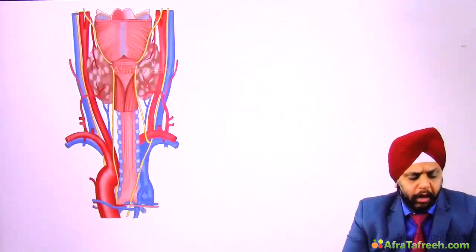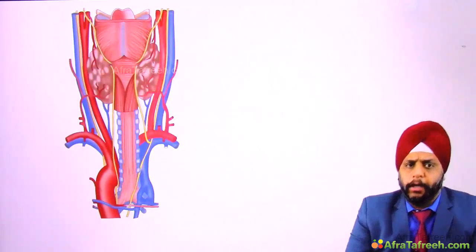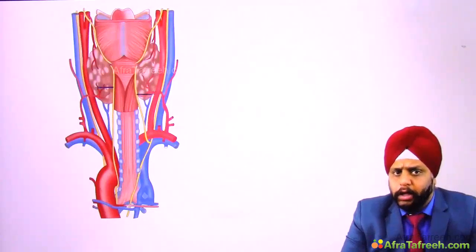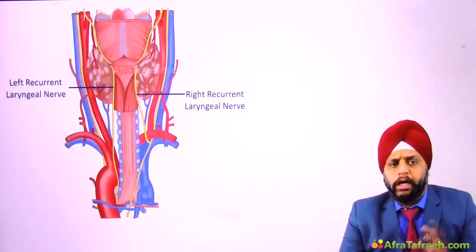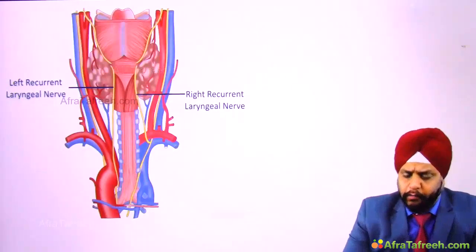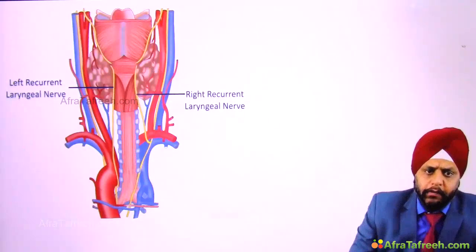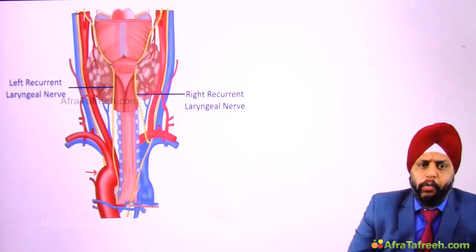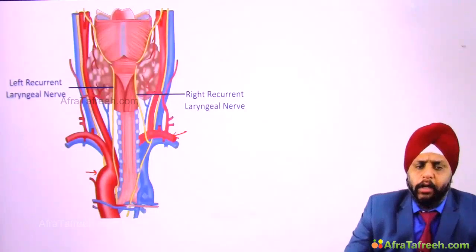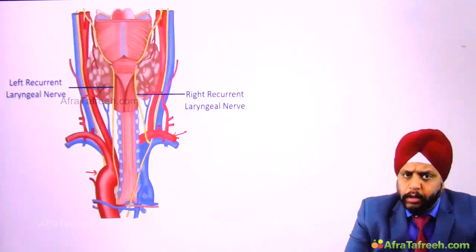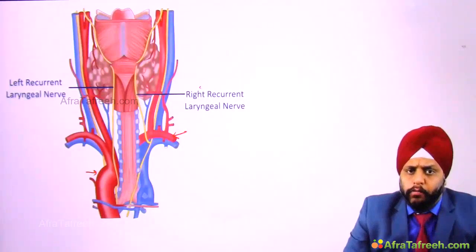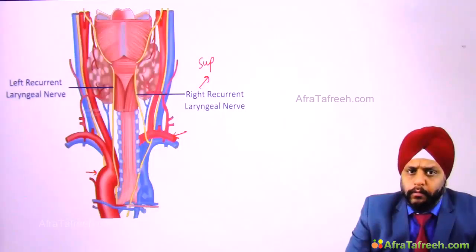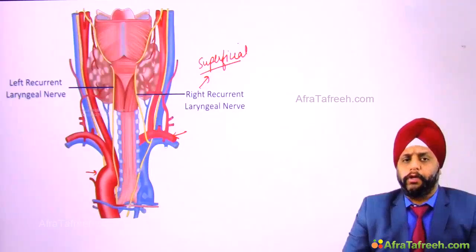Okay, now this is the posterior view of the neck. We can see the trachea, the thyroid gland, and the right and the left recurrent nerve. Look at the left one. It is coming back from the arch of aorta. Now the right one is coming back from the right subclavian artery. Now the right one therefore is more superficial.